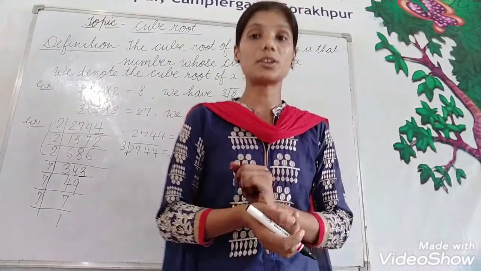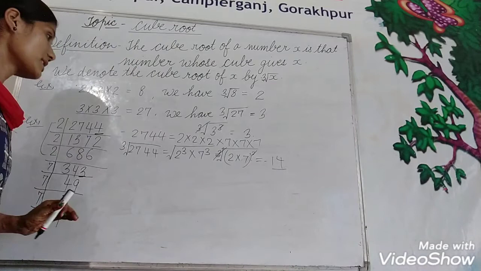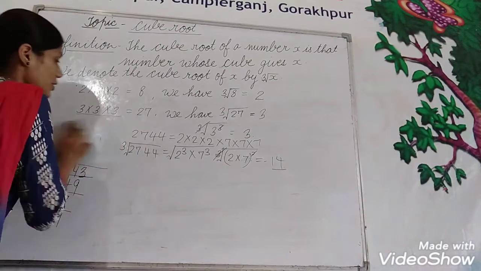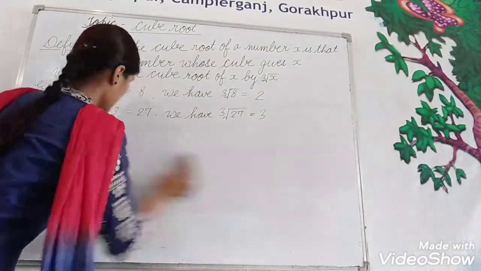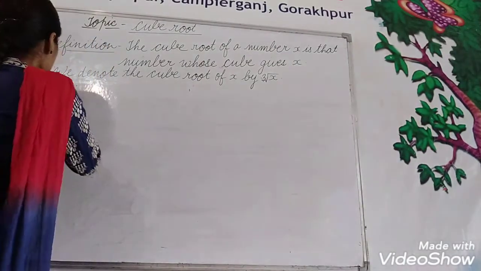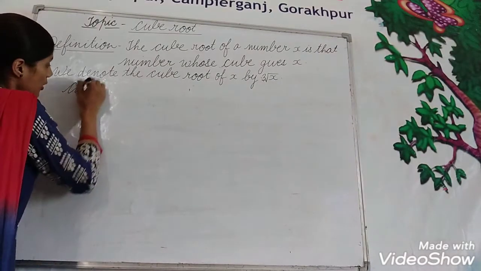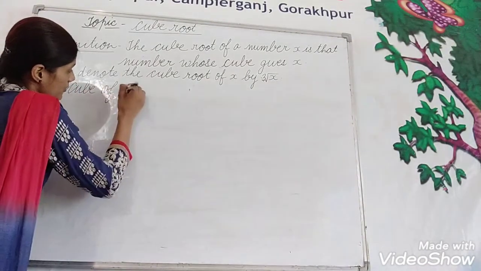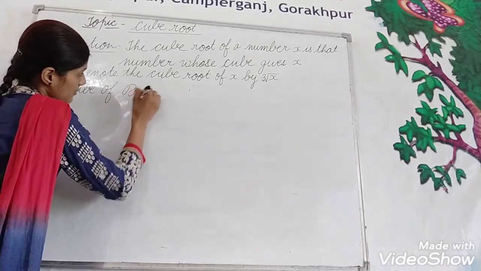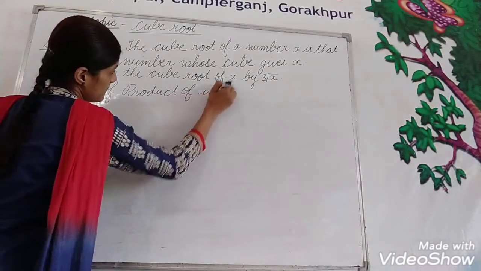And your second topic is how to find the cube of a product of integers. Now I'm going to explain how to find the cube of a product of integers. Product of integers means cube of product of integers.